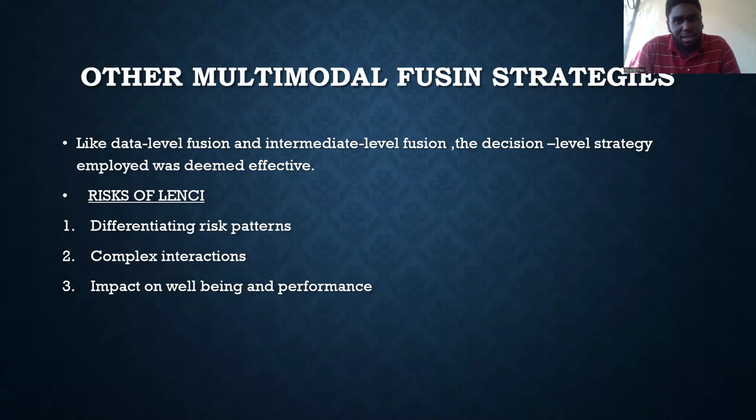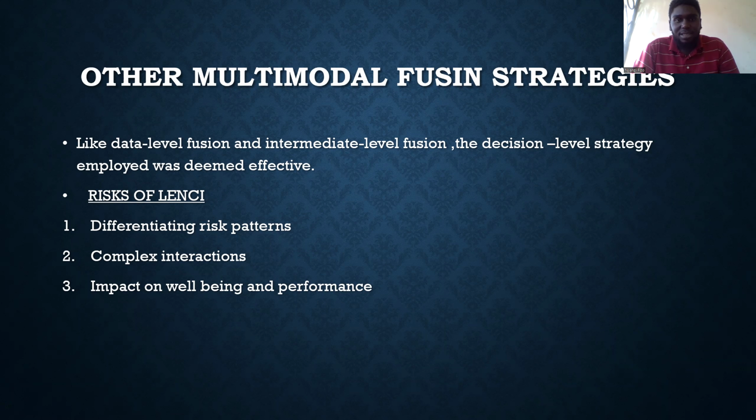The other fusion strategies we have are data level fusion and intermediate level fusion. The decision level strategy that is employed in our model was deemed more effective than these two. Why? Because it has the ability to isolate errors from different submodels, thus preventing further accumulation and facilitating informed decision making.